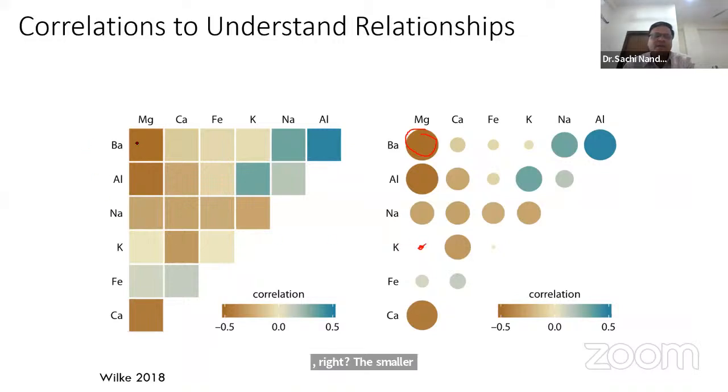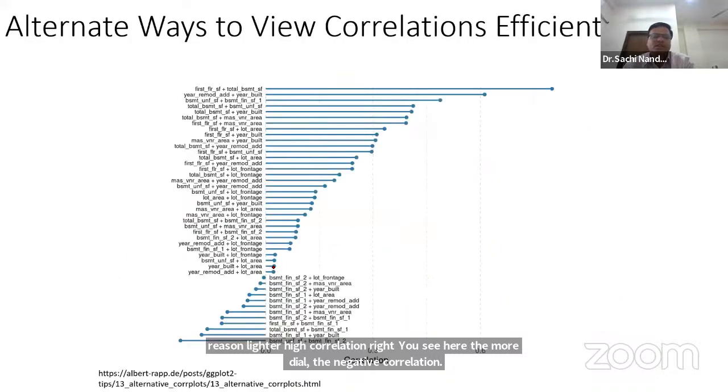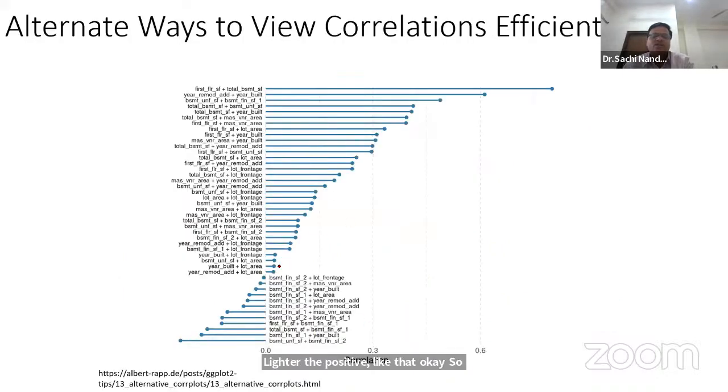Similarly, in a heat map, what happens? More dark, low correlation. Light dark, high correlation, right? You see here, the more dark, the negative correlation. Light dark, the positive correlation, like that. Okay. So this is one type of data visualization. See the correlation coefficient matrix, how it looks like, your data visualization technique.